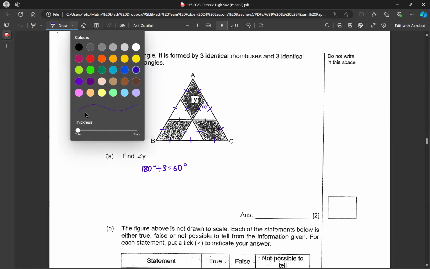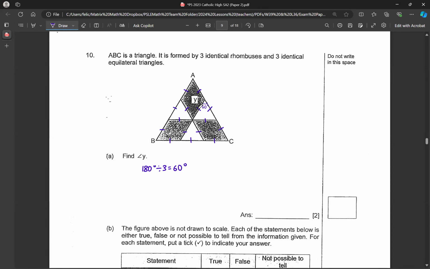So can you all see finding Y is easy now? Angle Y and 60, they all lie on a straight line. These two lie on a straight line here. So to find angle Y, you can just use 180 minus the 60 degrees. So angle Y is 120 degrees.